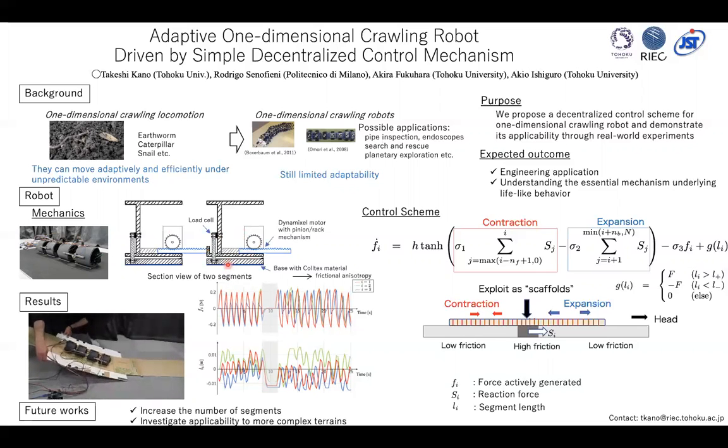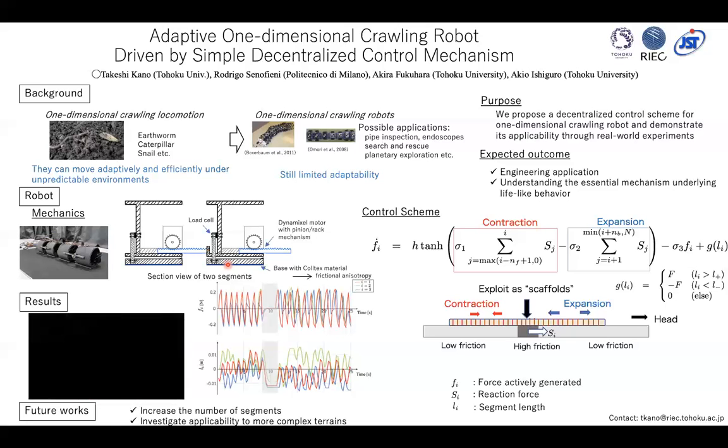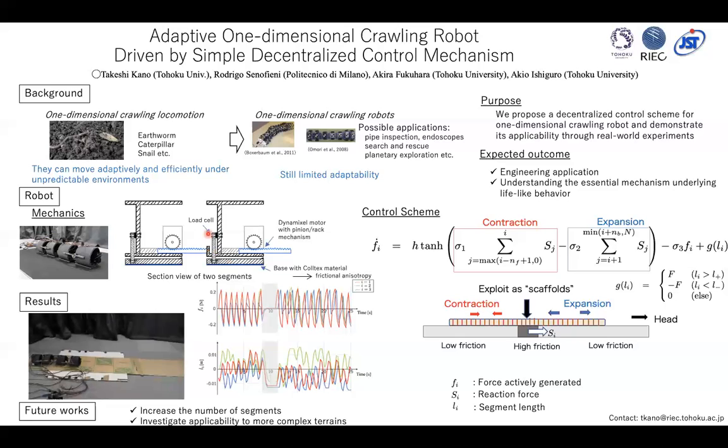In the lower part, the bottom of the segment is covered with a cortex material to implement a frictional anisotropy. Namely, the friction coefficient to the forward direction is smaller than that to the backward direction. A load cell is attached between the upper and lower parts to measure the reaction force from the environment.